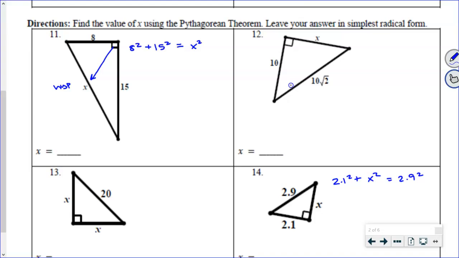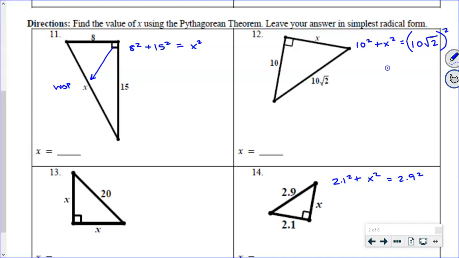12 deserves a little bit of attention because we can see the leg, so that's 10 squared. We can see the other leg, so that's going to be plus x squared. And that's going to be equal to, we can see the hypotenuse, but we need to square that hypotenuse. Notice what that means. We have to square the whole entire hypotenuse.